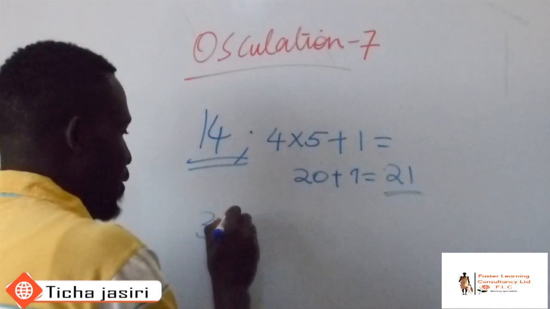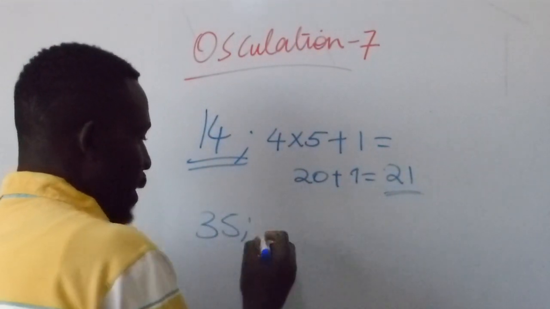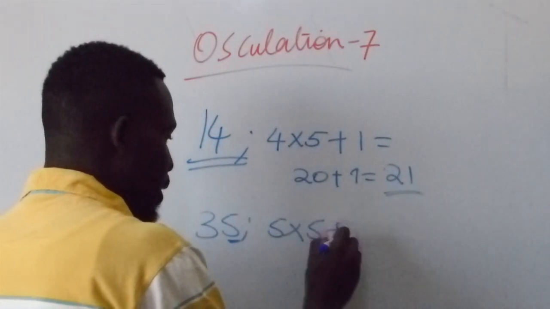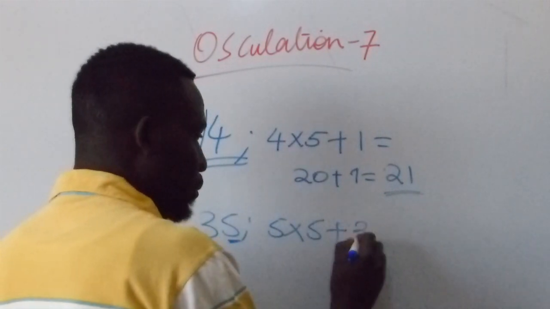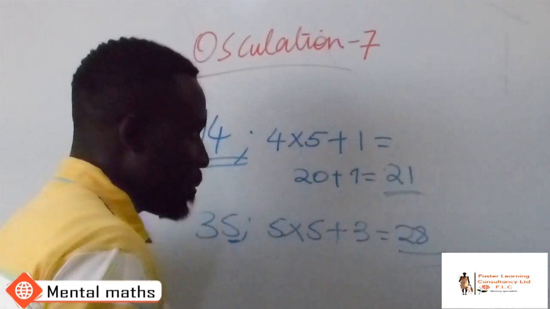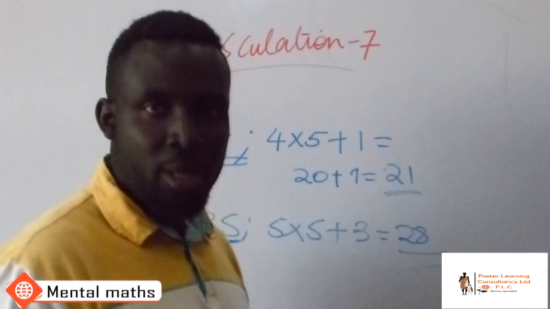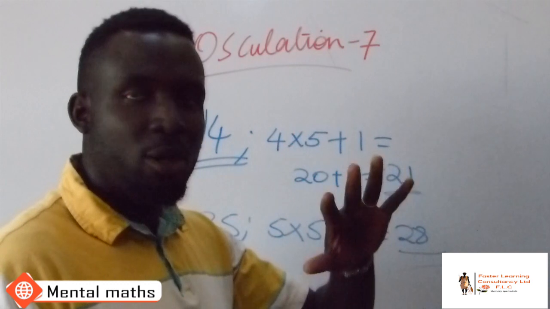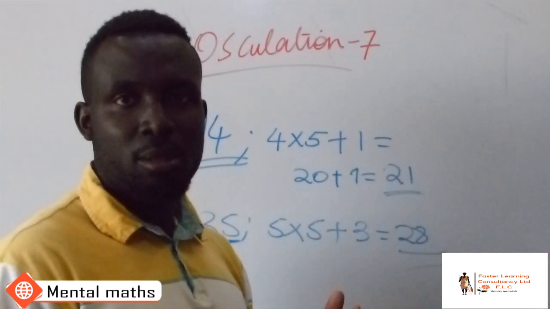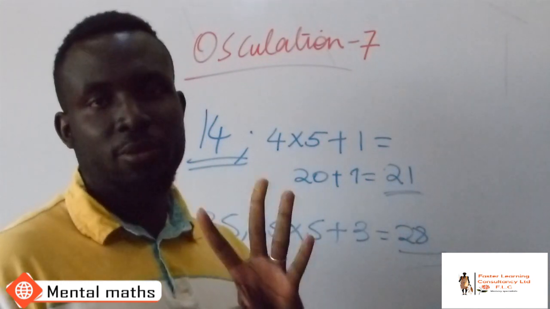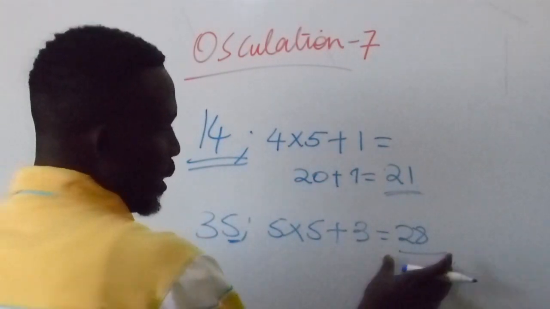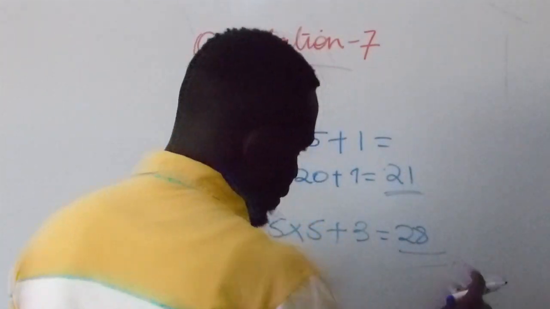Let's try another one. For example, if we have 35. Again, we take this 5, multiply 5 by 5, and then add 3. You realize that this one will give us 28. You may think, yeah, but that's really simple. The thing is that most osculations will only give you a number among 7, 14, 28 and 21, only those 4. So this means it's divisible by 7.